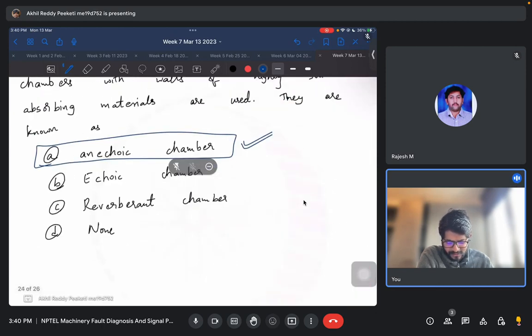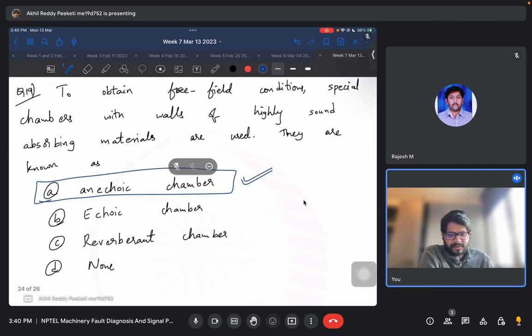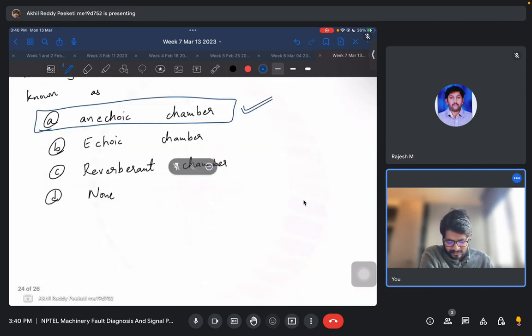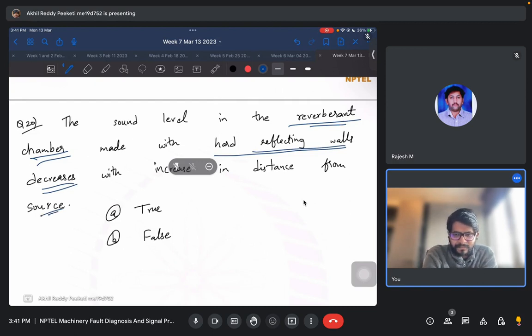There is one more chamber which is exactly the opposite of the anechoic chamber, where you want the walls to be highly reflective to the sound. That is the reverberant chamber. When you have a reverberant chamber with very reflecting walls, does the sound level decrease with increase in distance from the source? When you have strongly reflecting walls in a chamber and you are moving away from the source, will the sound level decrease with increase in distance?